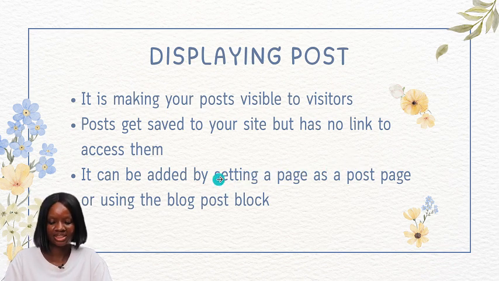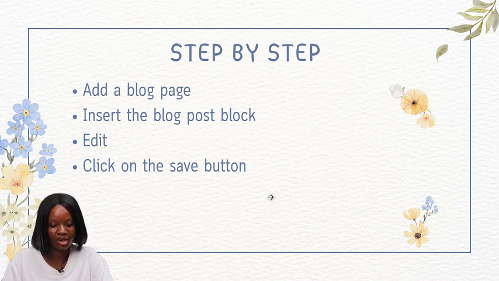You could go to your settings and then change it to your blog, your post page rather. Then you could also use the blog post block. So there are steps that you could use to add your blog post block. So first you have to add a new blog page, then you insert the blog post block, you edit it, and you click on the save button.